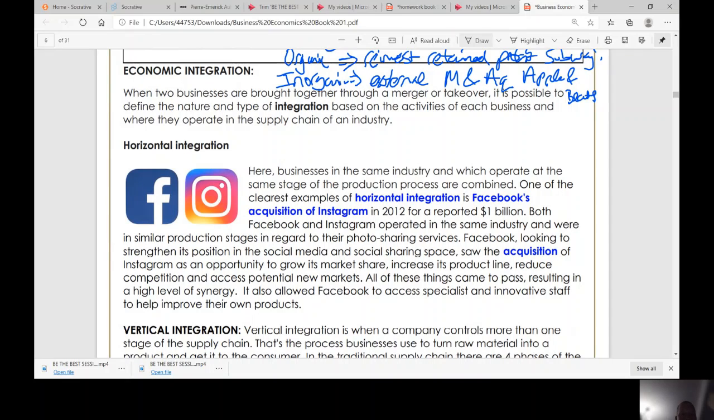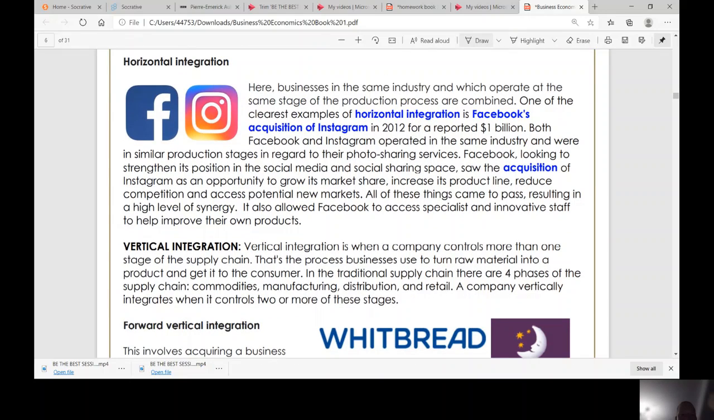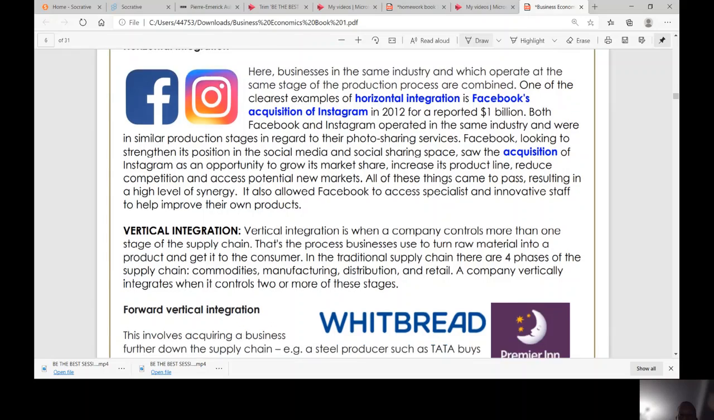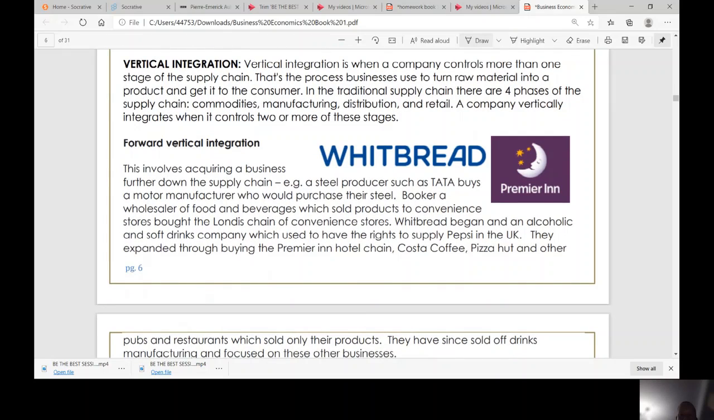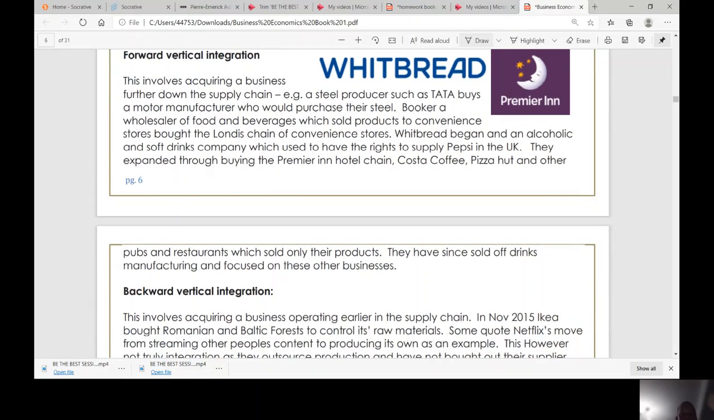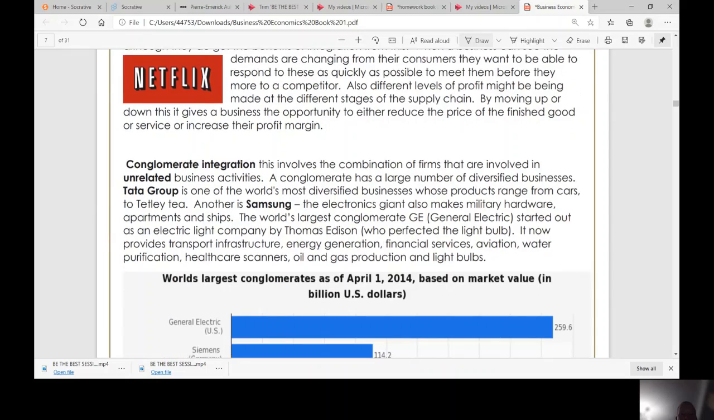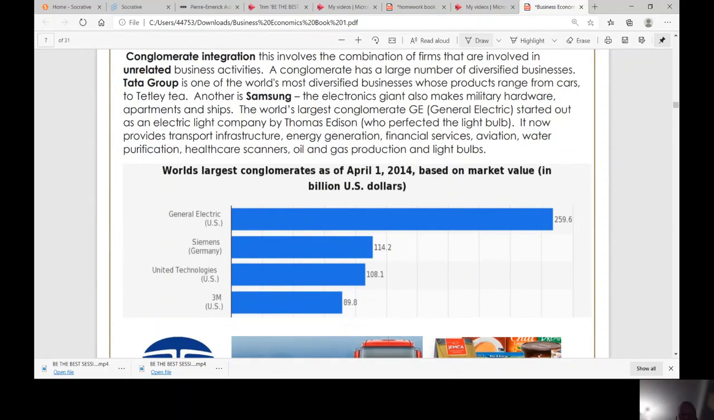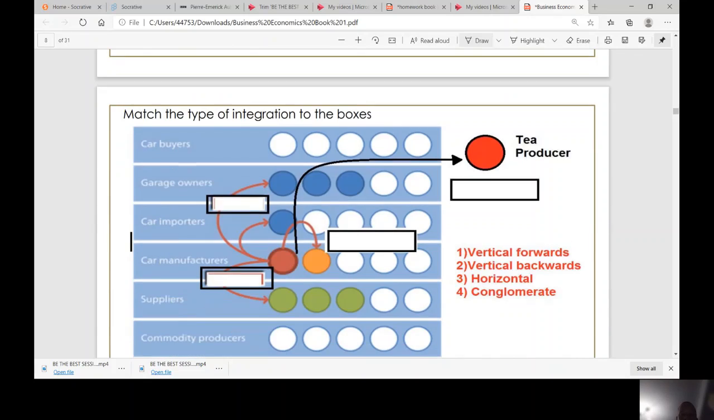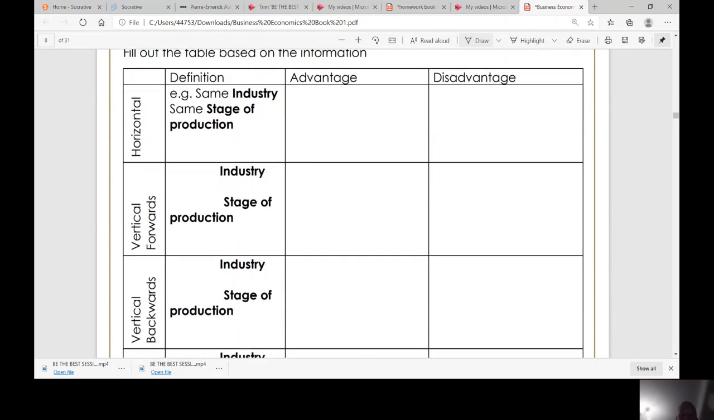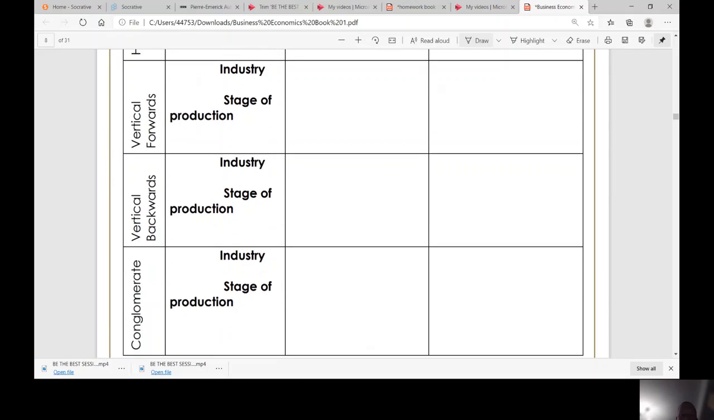What I'd like you to do, so you've got different types of economic integration. You've got horizontal integration, an example of Facebook and Instagram there. You have vertical integration, which is an example of the Premier Inn hotel chain in Whitbread, the brewery. You've got backward vertical integration with Netflix, and you've got conglomerate integration with Samsung and also Tata.